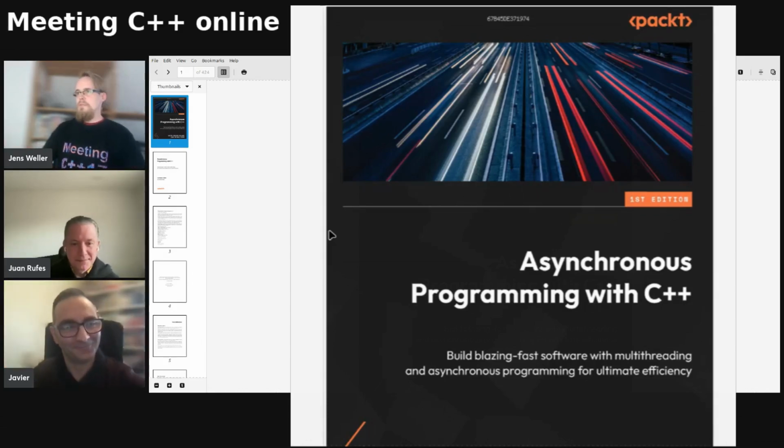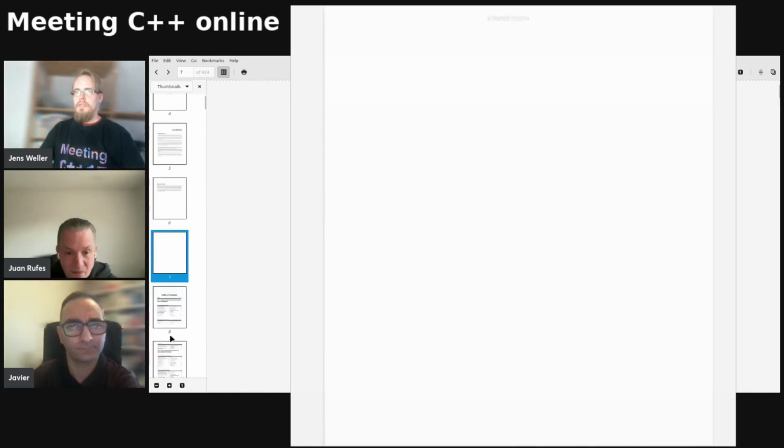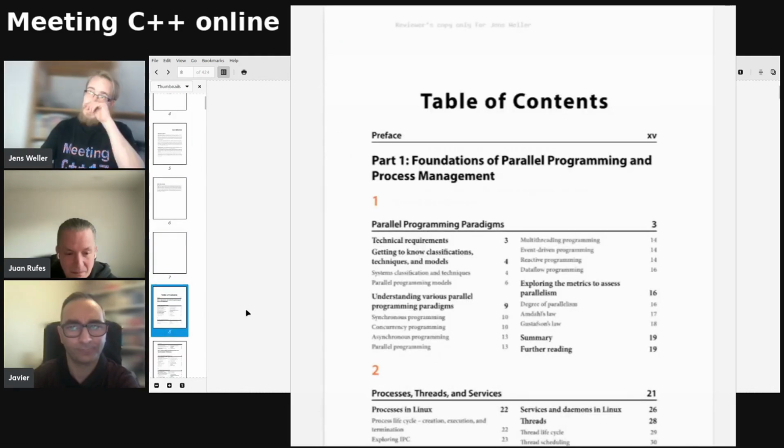So this book is about asynchronous programming with C++, and it mostly focuses on using standard C++ for this. And we'll go into the content now. No, that's the wrong page. Yeah, so okay, here we go. Table of contents. Let's quickly talk through this. Again, this book has part 1 to 4, and we're starting with the foundations of parallel programming and process management here.